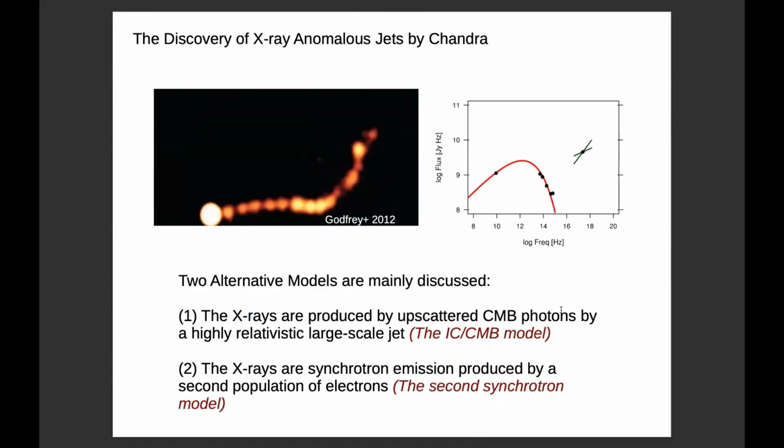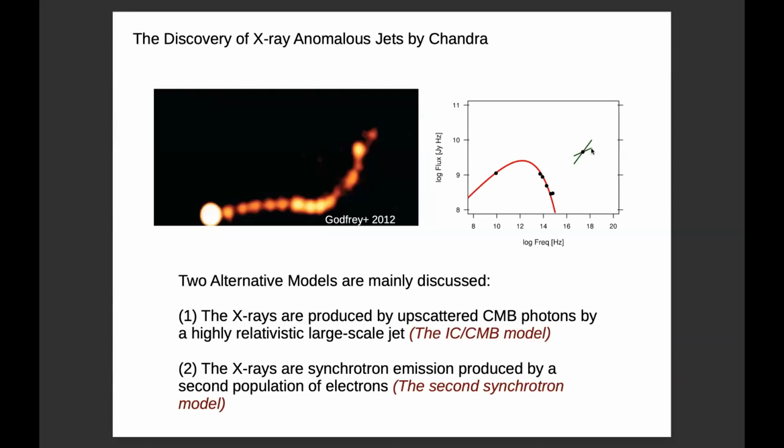Over the next couple of years, 2 alternative models were mainly discussed. So there are 2 possibilities. The X-rays are produced by upscattered CMB photons from a highly relativistic jet. This requires you to keep the same high relativistic speeds, so we're talking a gamma of 10 or 15 that you have on the sub-parsec scale. If you do that and you orient the jet close to your line of sight, then you can possibly produce inverse Compton upscattered CMB X-rays.